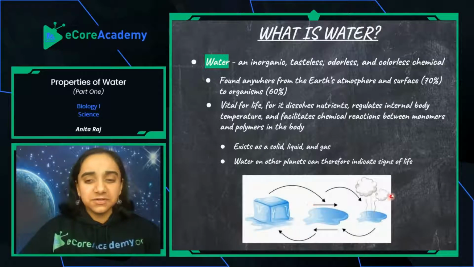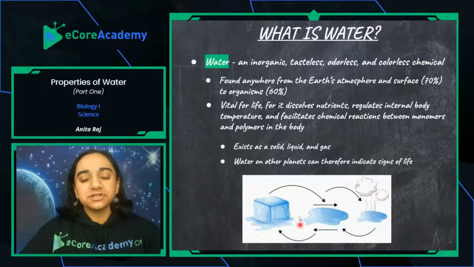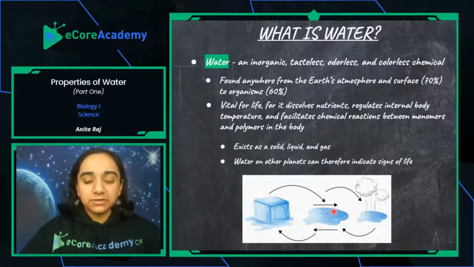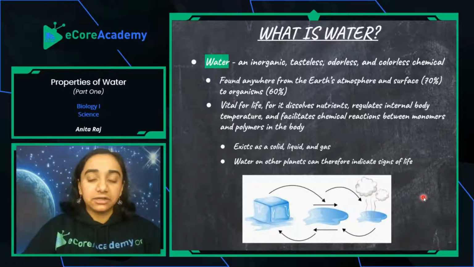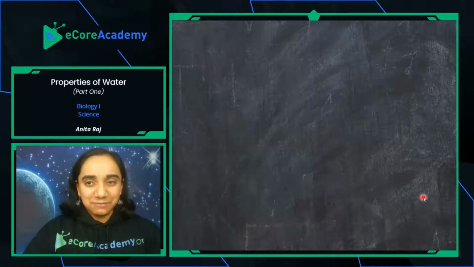And as you can see here, this is just a small diagram. Here's an ice cube, which is the solid form. Here's a little puddle, which is the liquid form of water, and here's that puddle evaporating. So that's the gaseous form.